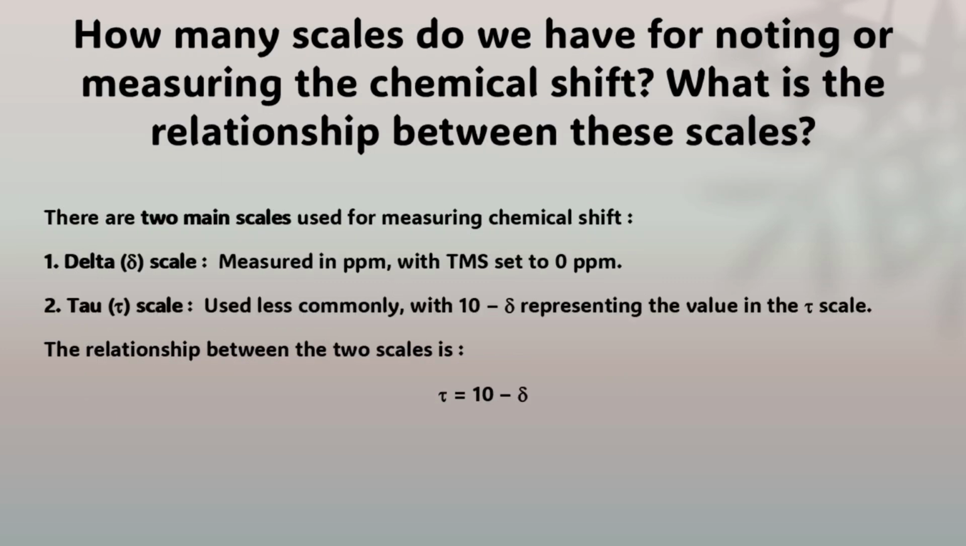The next question is question number 41. How many scales do we have for noting or measuring the chemical shift? What is the relationship between these scales? The answer to this question is, there are two main scales used for measuring chemical shift. 1. Delta scale, measured in ppm, with TMS set to 0 ppm. 2. Tau scale, used less commonly, with 10 minus delta representing the value in the tau scale. The relationship between the two scales is tau is equal to 10 minus delta.